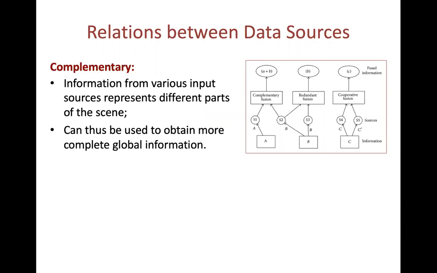And you can see that complementary information comes from various sources that represent different parts of the scene and can be used to obtain more complete global information. So this data complements each other. So this is a complementary fusion.